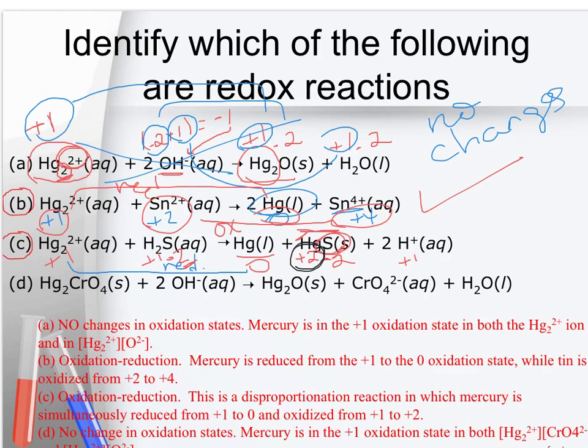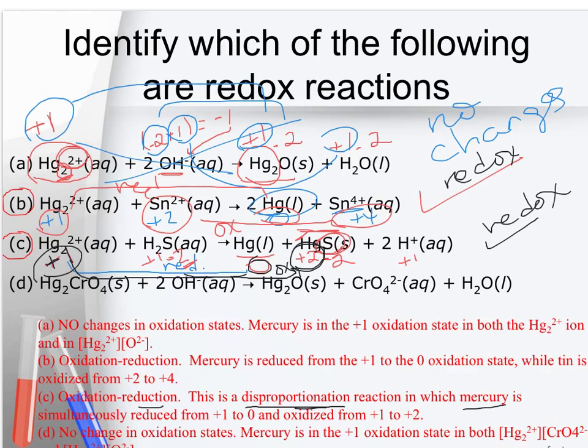So look at this strange situation. We have 2 mercuries on the reactant side with oxidation numbers of +1. One of those mercuries goes on to be reduced, but strangely enough, the other mercury goes on to be oxidized. So as it turns out, this is called a disproportionation reaction, where the same element is both reduced and oxidized. So that's kind of a weird situation. But reaction C is in fact a redox reaction. So far reaction B and reaction C are redox.